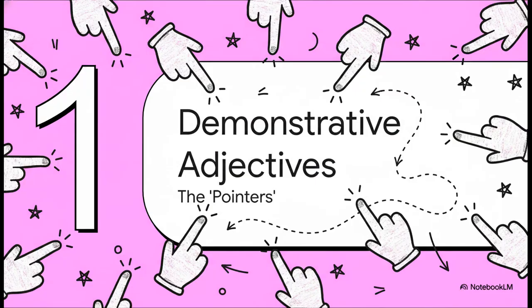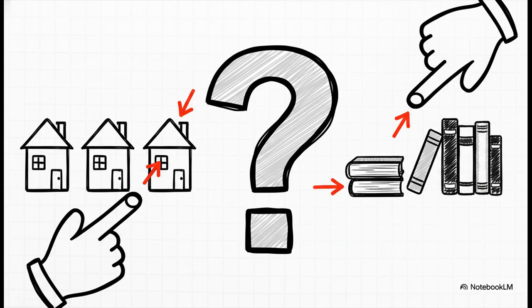All right, ready to jump into our first category? We're going to start with demonstrative adjectives. And I have a little nickname for these. I call them the pointers, because that's literally what they do. They point things out for us. So their whole job is to point out a specific person, place, or thing. If you're ever stuck, just ask yourself this one simple question: which one? If the word answers that question, you've got yourself a demonstrative adjective. It's that easy. For example, which house? That house. Which books? These books. See? It works every time.